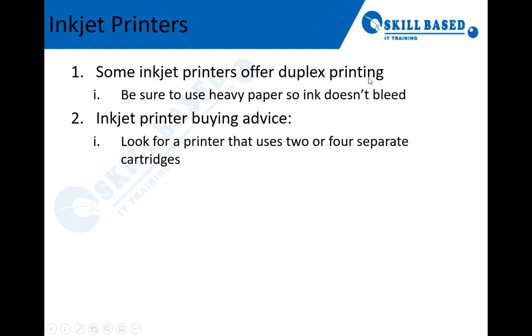Some inkjet printers will offer duplex printing. What is meant by duplex printing? Duplex printing means you can print on the front page, and after that the printer can reverse and print on the back page. So you can save paper: instead of printing one side only, you can print both sides of the paper. That is what I call duplex printing. But we need to be sure to use heavy paper so that the ink doesn't bleed. Because if you print one side and it becomes wet already, then when you print on the back, the paper gets doubly wet and becomes very soft. So we need to make sure that we use heavy papers.